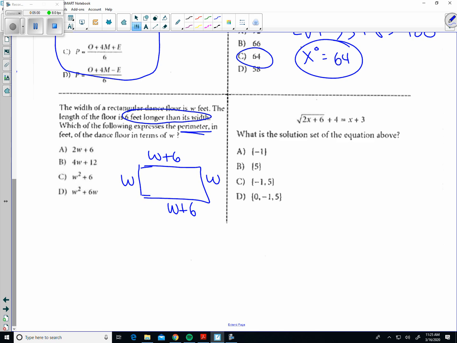W plus W plus W plus W will get you 4W. And of course, the 6 plus the 6 will get you 12. So that answer should give you B, 4W plus 12.